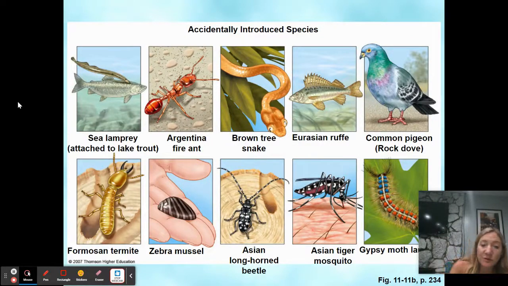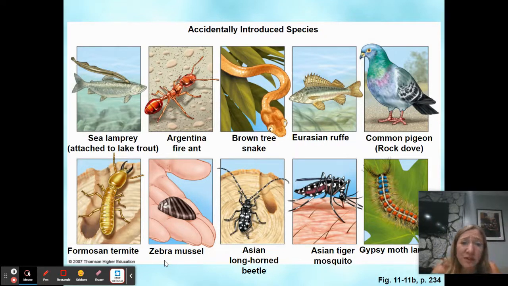These ones were accidentally introduced. So zebra mussels, there's a lot. You might have talked about it in a biology class already. But zebra mussels, I think it's in the Mississippi, they attached to a boat or whatever, and ended up in that area and really took over the natural mussels that are in that area because they have no predators and they're very fast growing.